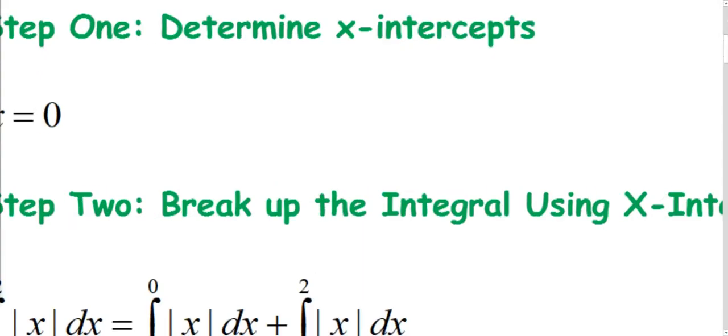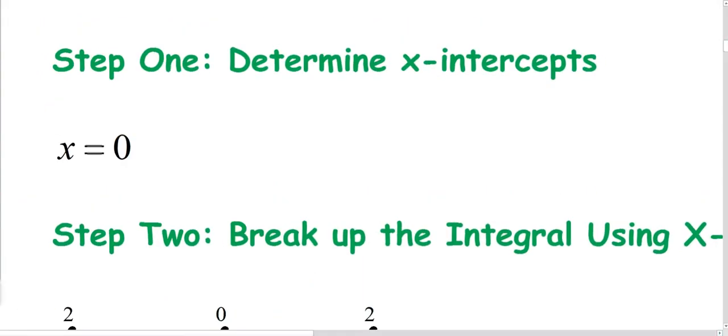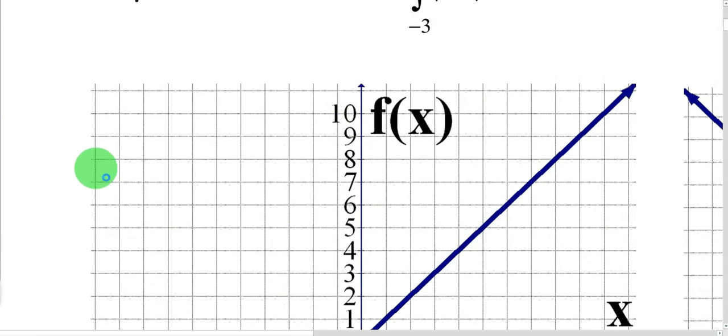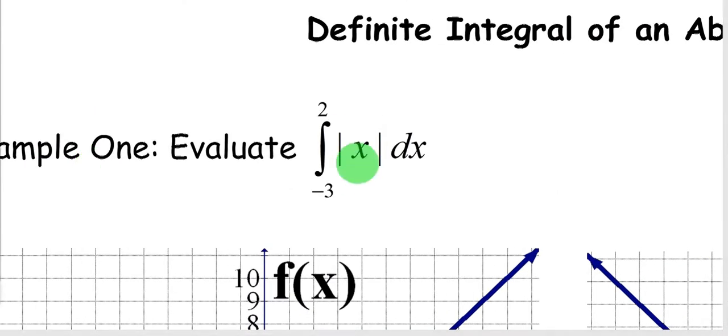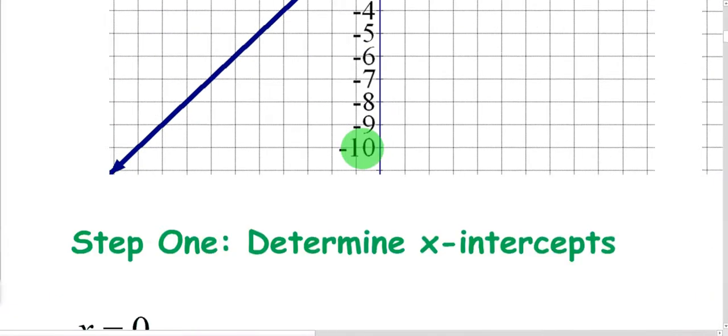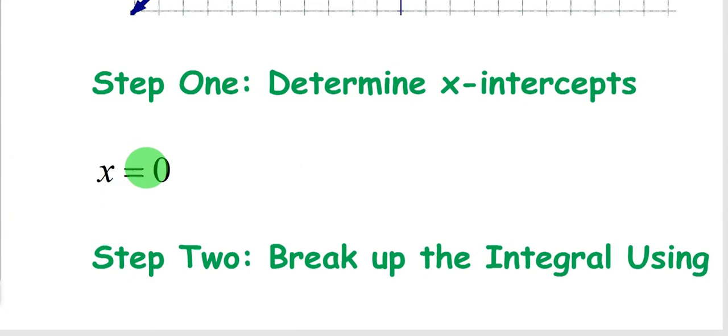So step 1 is going to be determine where your graph crosses the x-axis. Now the way to do that for an absolute value function is just to set whatever's inside of the absolute value bar equal to 0, and that will give you where it crosses the x-axis. So since it's just x inside of the absolute value bar, x will be equal to 0.